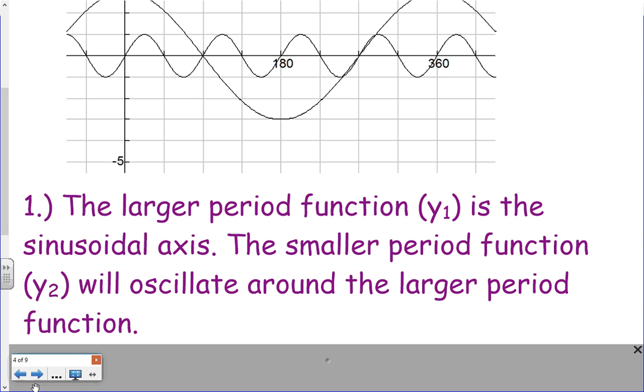The first thing to note is that the larger period function, which in this case is y1, although it doesn't always have to be y1, so don't just automatically assume that if they say this is y1, that's what we're going to oscillate back and forth around. It's the larger period function, which in this case is y1. That turns out to be the sinusoidal axis. So again, y1 has a period of 360, y2 we said is a period of 90. That's why we're going to oscillate back and forth around y1, the larger period function. The smaller period function, which in this case is y2, will oscillate around that larger period function. So we're going to oscillate a sinusoid around another sinusoid.